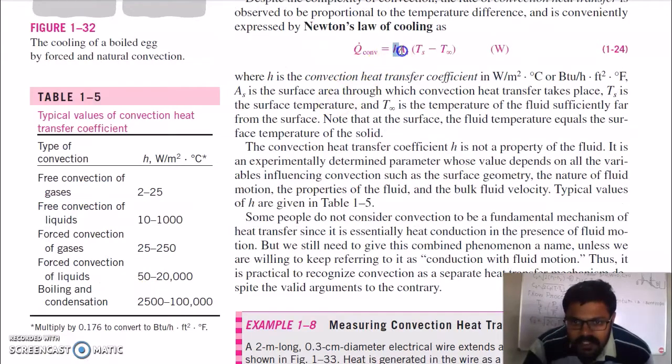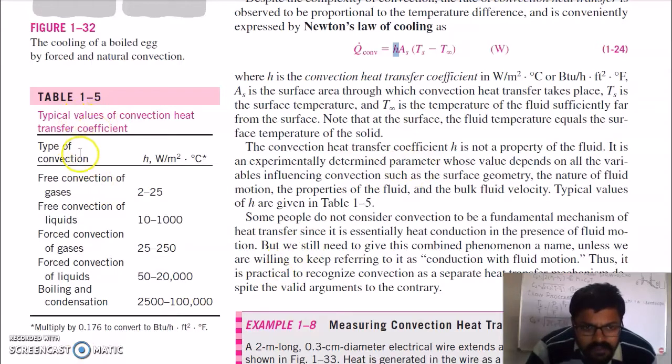The h, which is the heat transfer coefficient, is not a property of the fluid. It is an experimentally determined parameter whose value depends on all variables influencing convection such as the surface geometry, the nature of the fluid motion, the properties of the fluid, and the bulk fluid velocity.